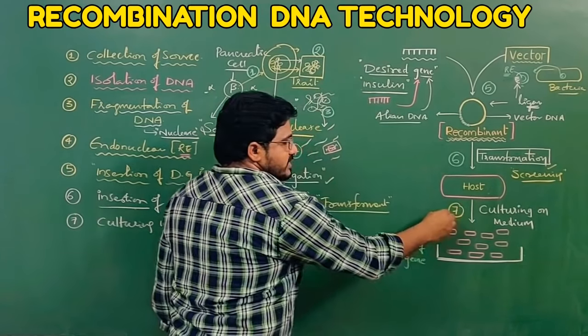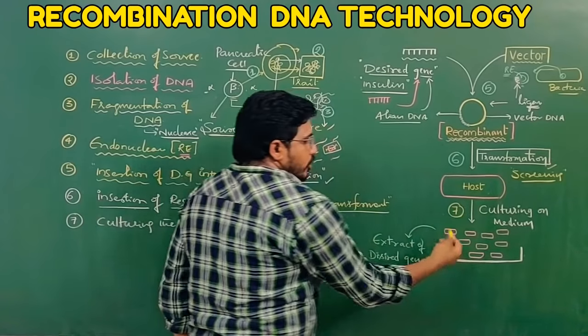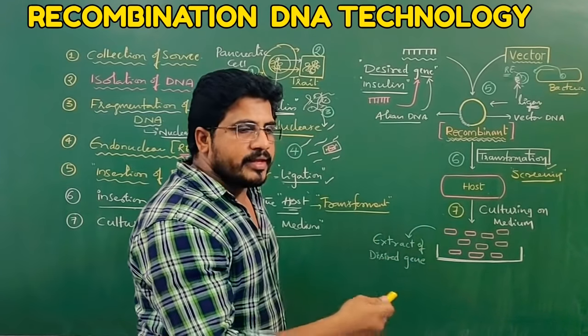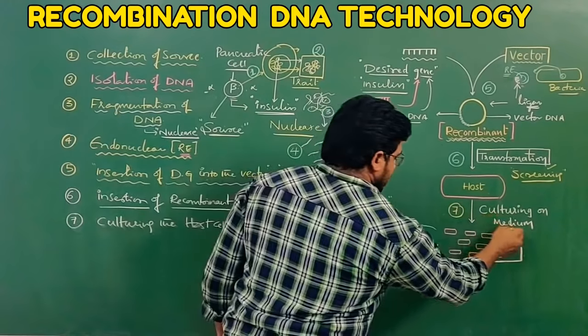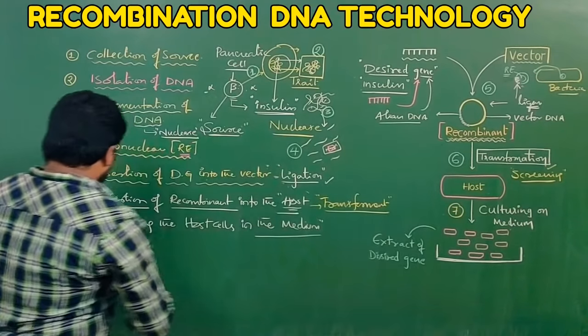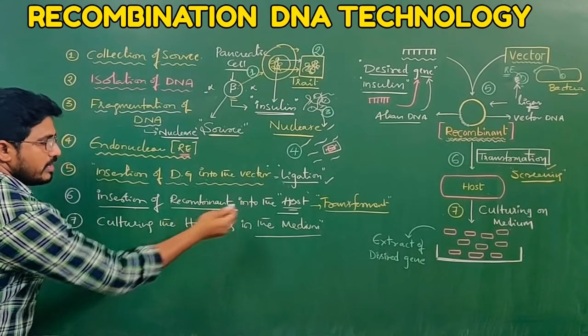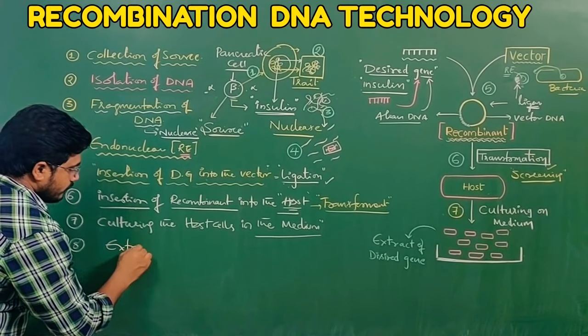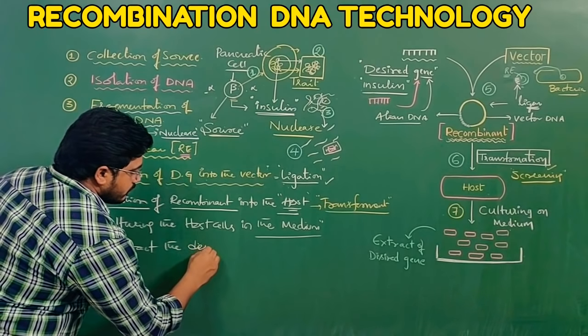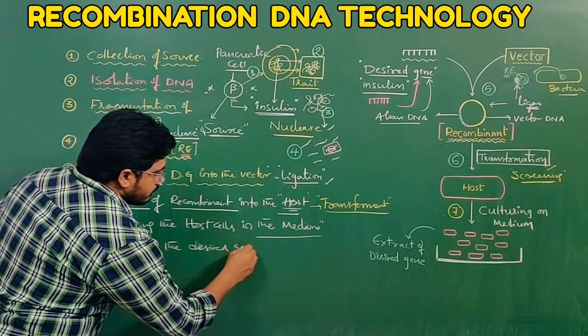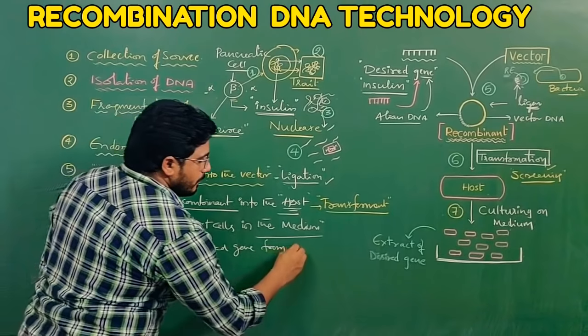In the 7th step, what is happening? Transformants are allowed to grow in their respective growing medium, simply called culturing medium. After culture, we have to extract the desired gene from the medium.